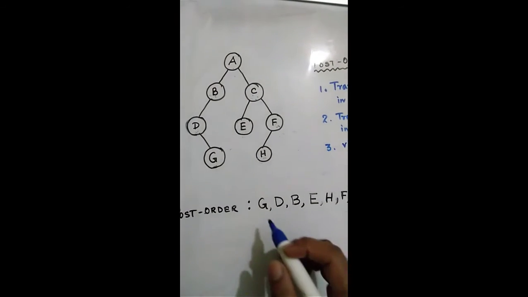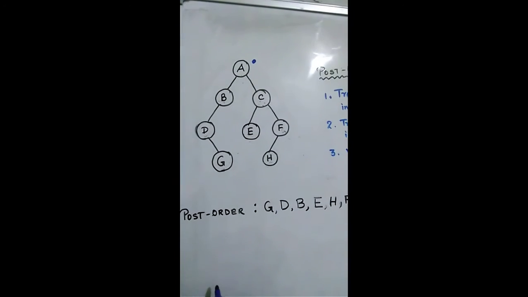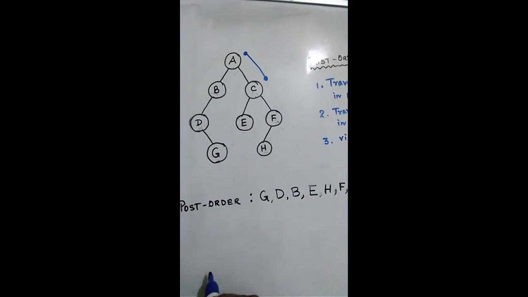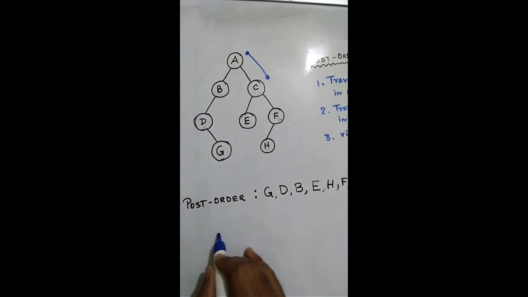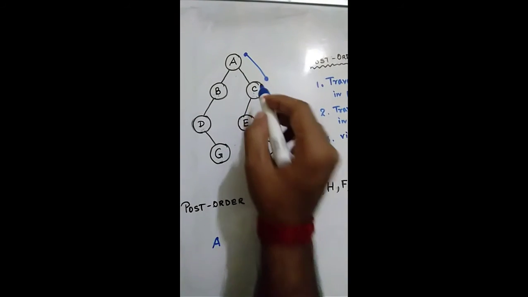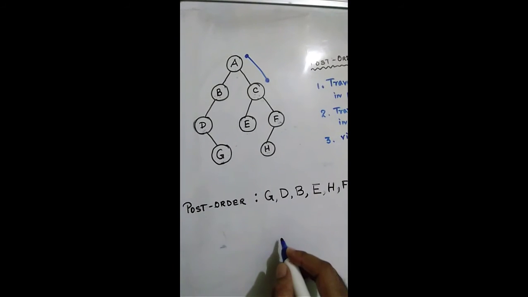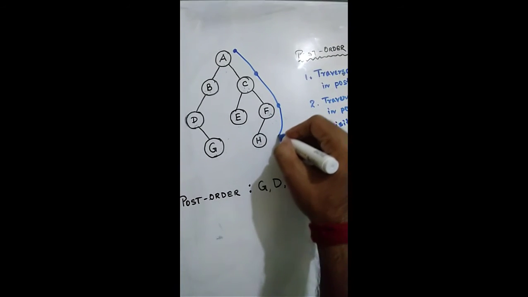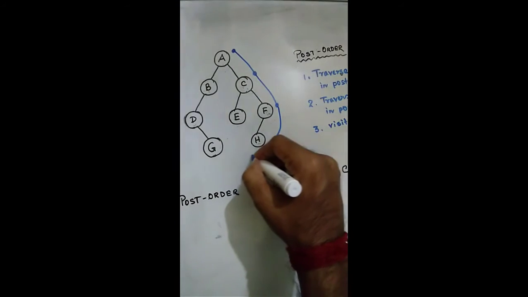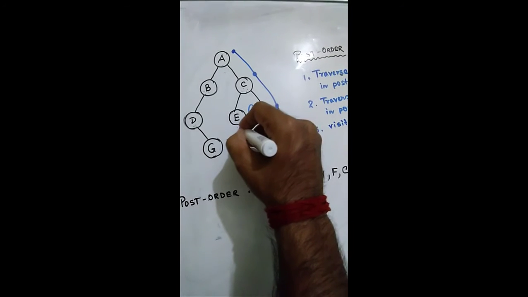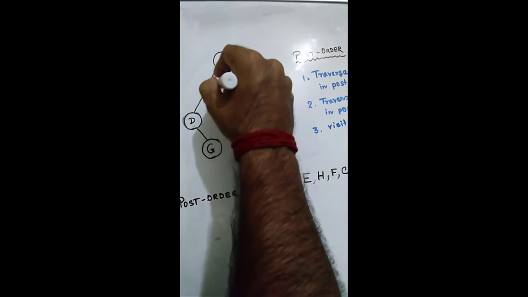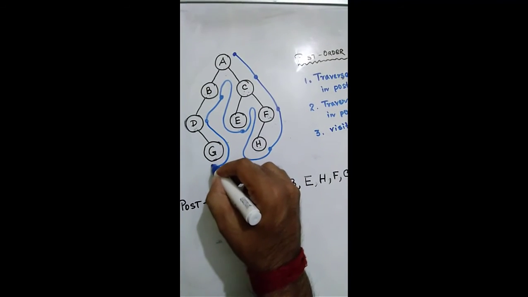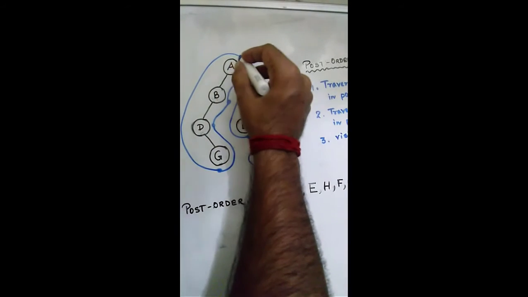There also exists a shortcut method. Here we have to start from the node A, then we will move clockwise and try to visit the node C. So A is our starting node, so first we will visit A, followed by C, then F, then H. After H we will visit E. After E we will visit B, then D, then G, and we will go back to A and stop the process.